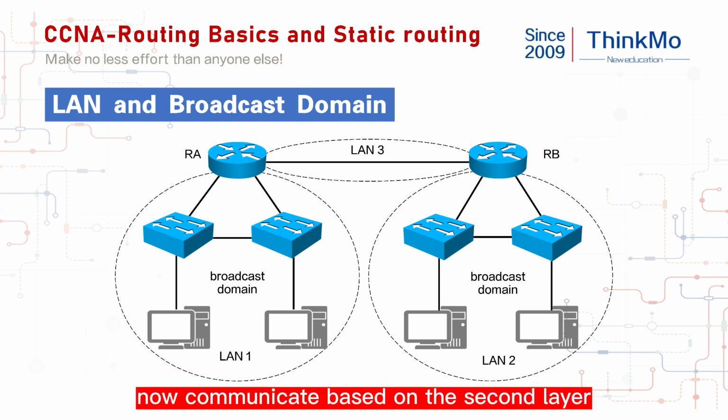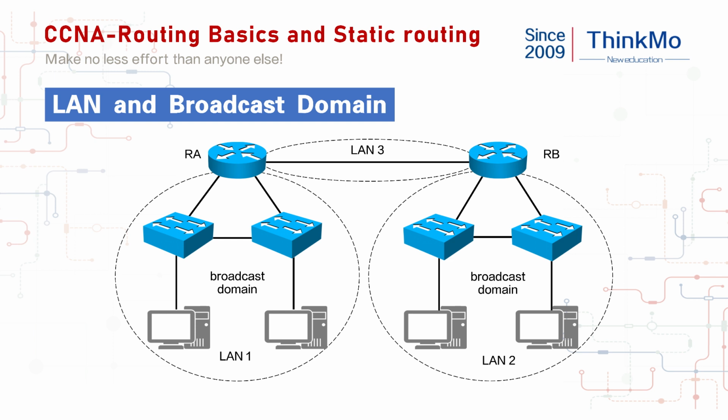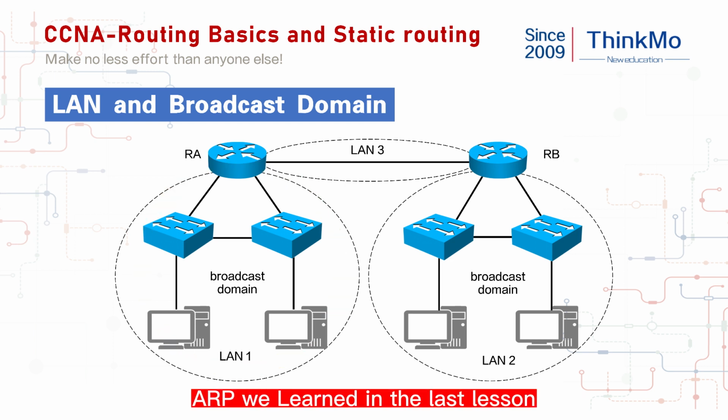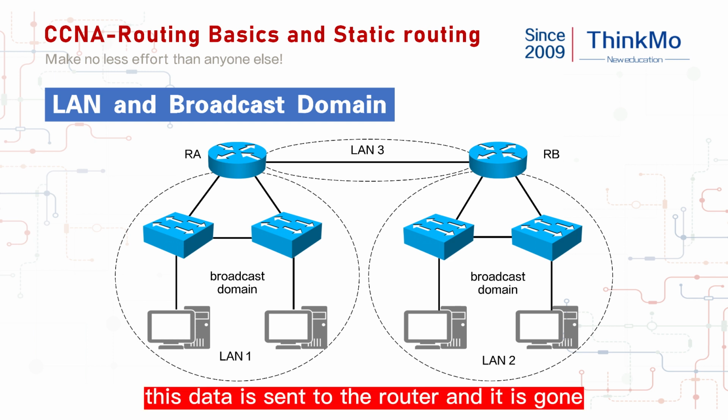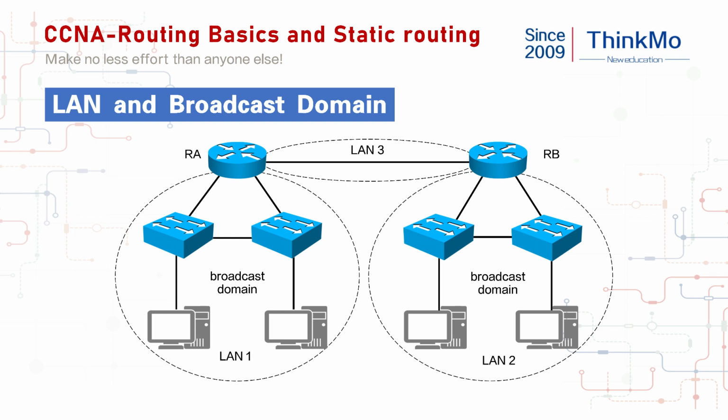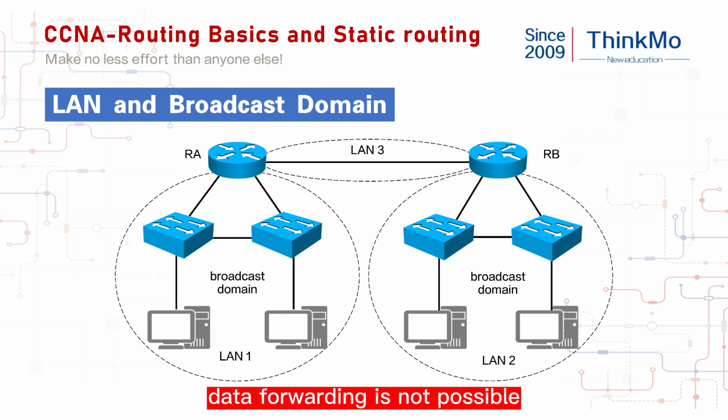Now communication based on the second layer happens only within this range. ARP, which we learned in the last lesson, is a broadcast. When this data is sent to the router, it is gone. Data forwarding is not possible.